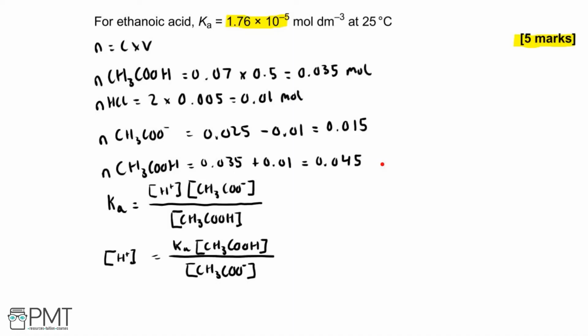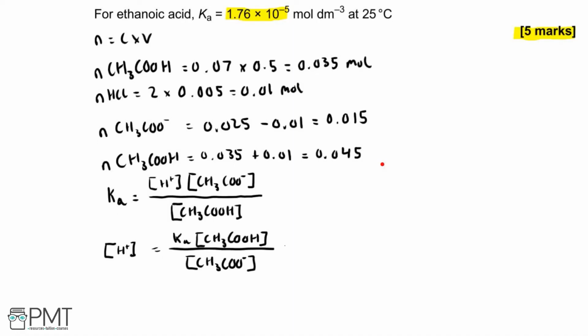So now we can begin to substitute in the numbers that we've calculated and the question has given us in order to find the hydrogen ion concentration. It's important to note that for our concentrations, when we calculate those in the question, the volume we will use will be the total volume of our solution. So that's the volume that was provided by the ethanoic acid, which is 0.5 decimeters cubed, and the volume provided by the hydrochloric acid, which is 0.005 decimeters cubed. So our total volume is going to be 0.5 plus 0.005.